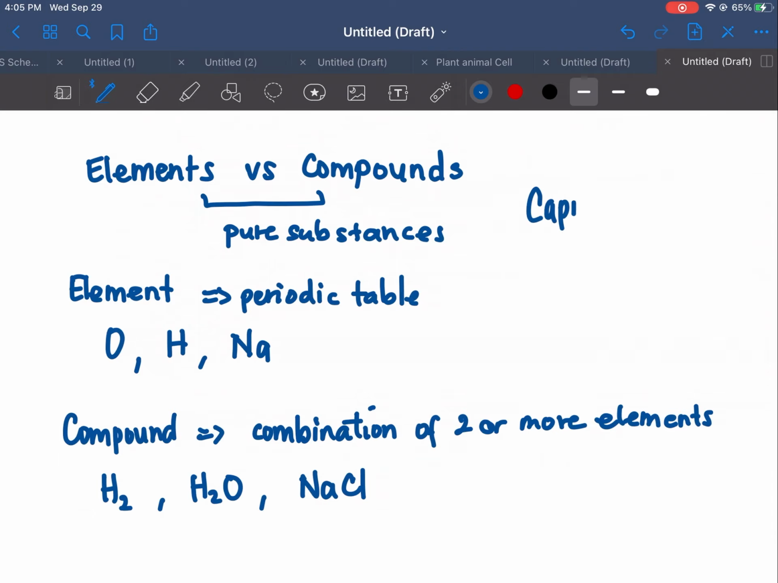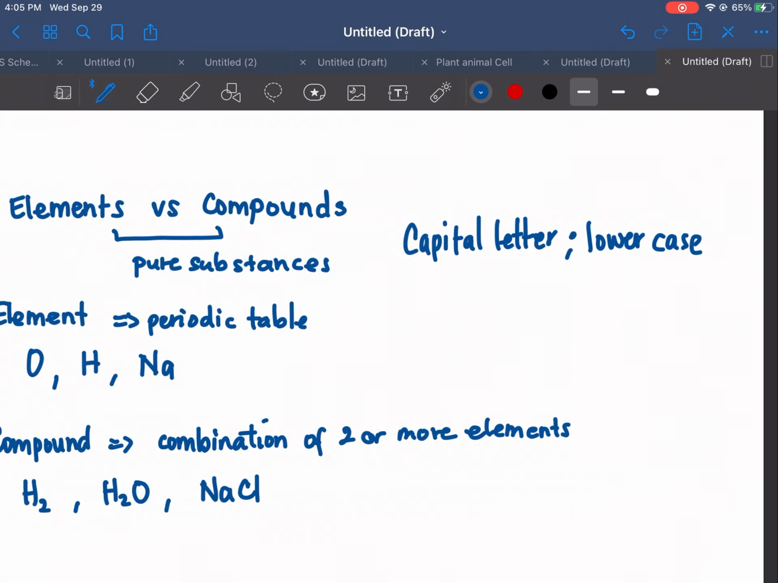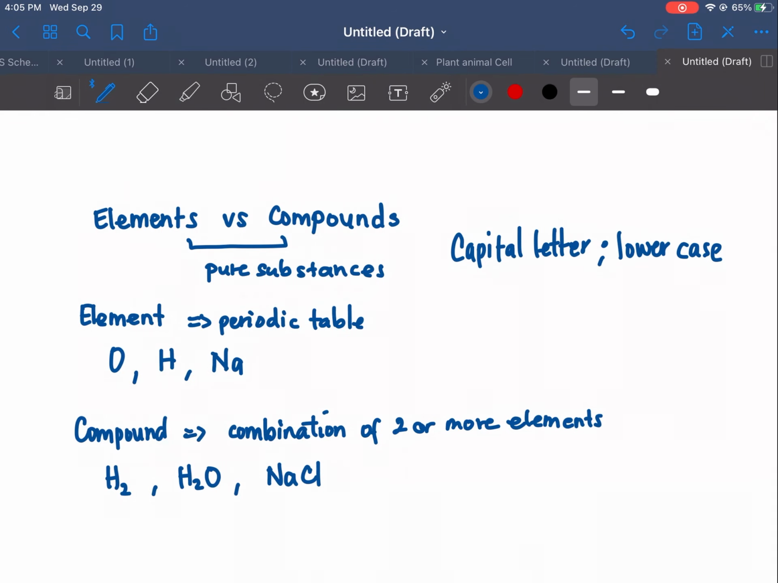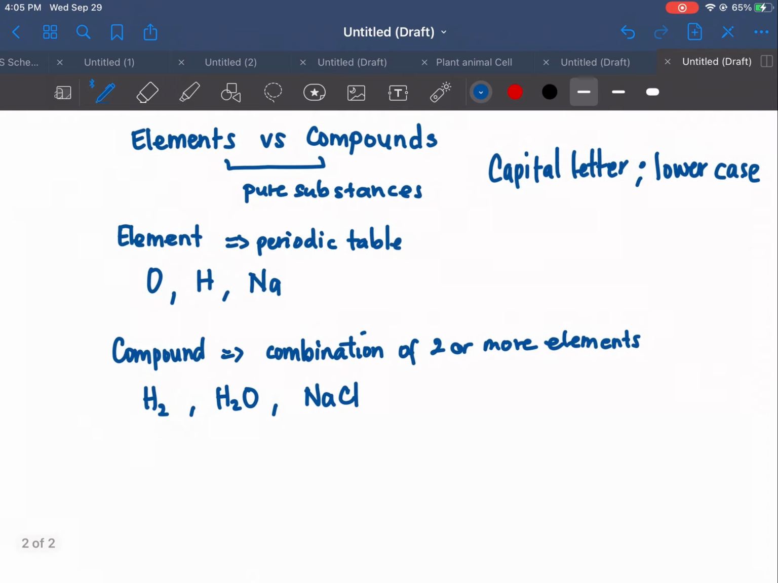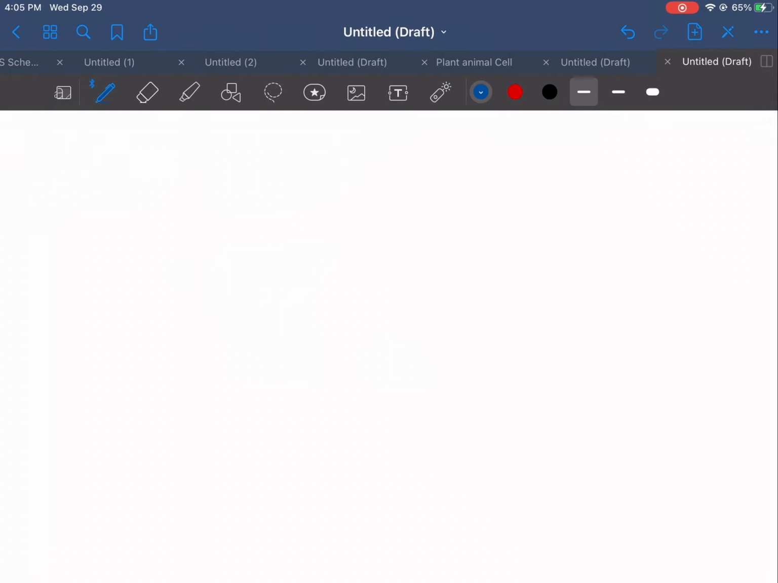Now, when you're writing elements, remember: capital letter first, and then if you have a second letter, make sure the second letter is a lowercase letter. Please make sure you do that, because if you put both lowercase or both capital letters, I'm not going to count that, because we have rules on how to write an element. Okay? All right. Let's move on.